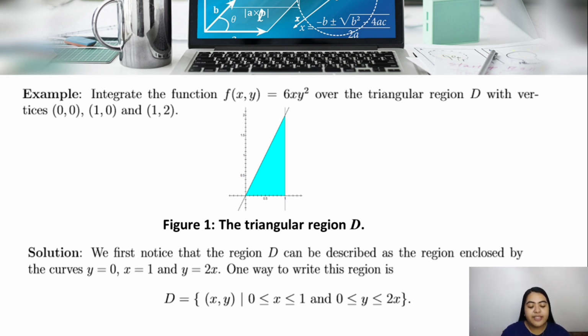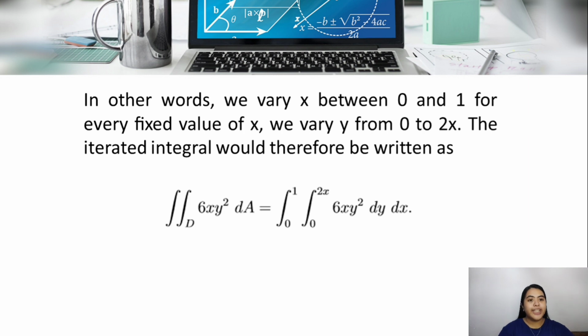One way to write this region is D equals the set of (x, y) such that x is greater than or equal to 0 and less than or equal to 1, and y is greater than or equal to 0 and less than or equal to 2x. In other words, we vary x between 0 and 1, and for every fixed value of x, we vary y from 0 to 2x.